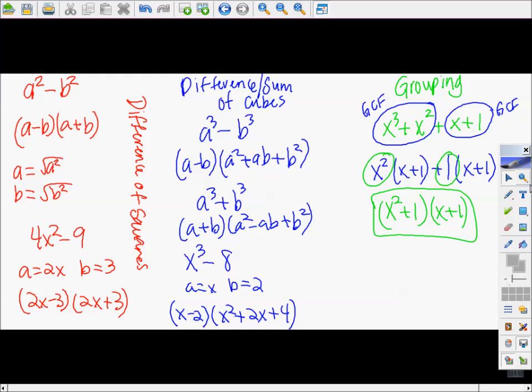All right, last is grouping. And grouping is where you combine the first 2 terms and the last 2 terms. And once you combine them, then you find their GCF. So looking at the first 2 terms, their GCF would be x squared, right? So when I factor out x squared, I'm left with x plus 1. Looking at the last 2 terms, their GCF is just a 1. And when I factor out, I'm still left with x plus 1. So now between this term and this term, their GCF is x plus 1. And I'm left with x squared plus 1. And so that's how you factor by grouping.